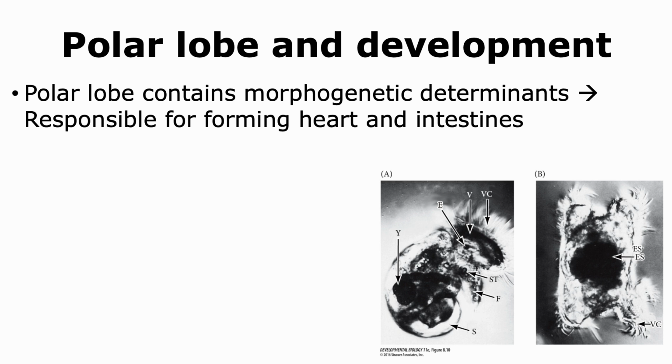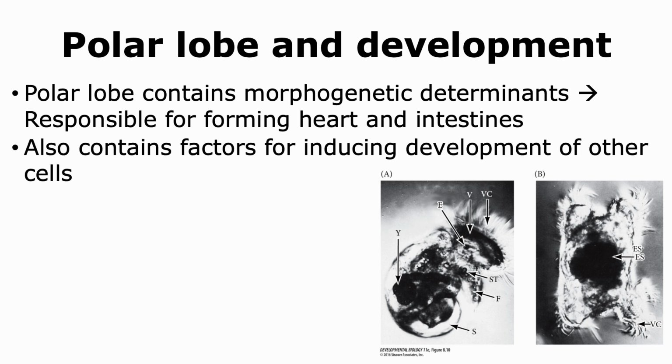Now, the polar lobe contains morphogenetic determinants that are responsible for forming the heart and intestines. They also contain factors for inducing the development of other cells, and that's why removing the polar lobe will cause developmental defects.